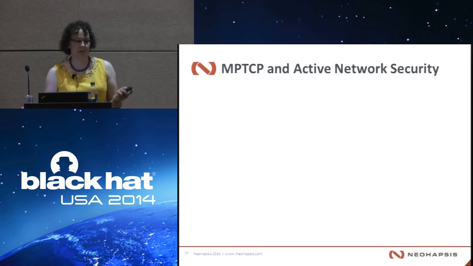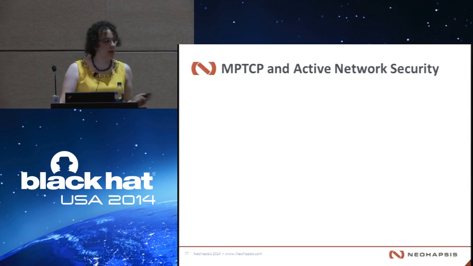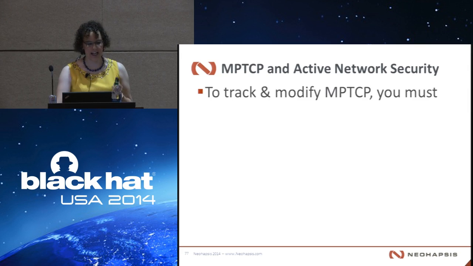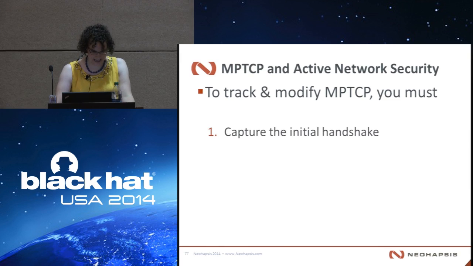But it also affects your active network security, your actual IPS, as well as your IDS. To track and modify MultiPath TCP, some things you have to do that are far more complex than a TCP connection are: capture the handshake, where it first sends across some authentication data. That's used throughout the rest of the connection to verify things. If you don't have that, it's variously difficult to impossible to mess with this traffic.